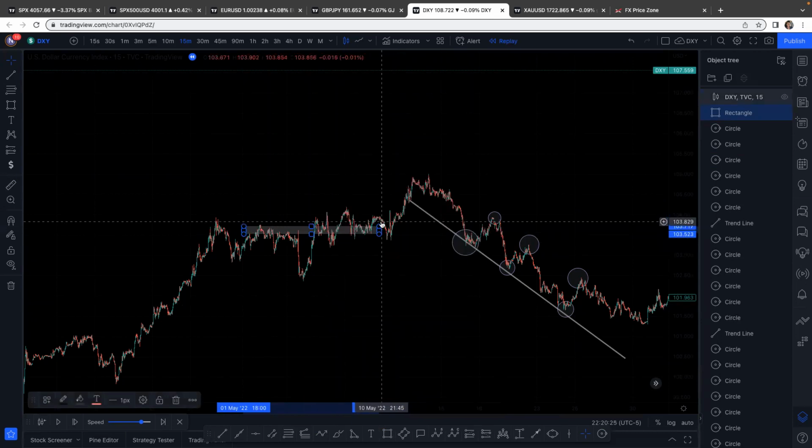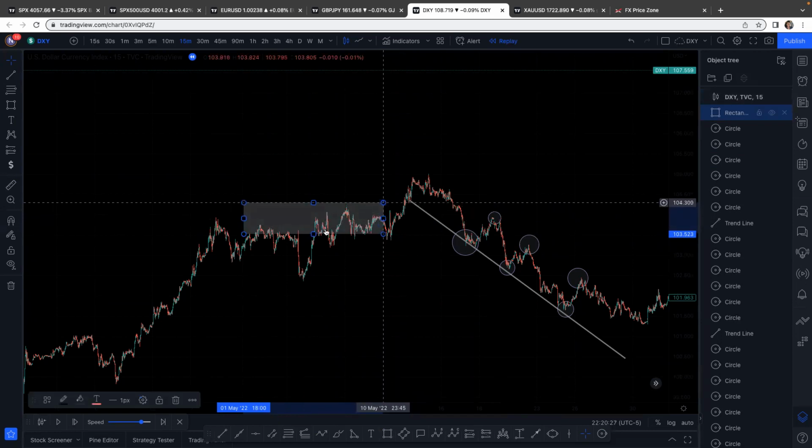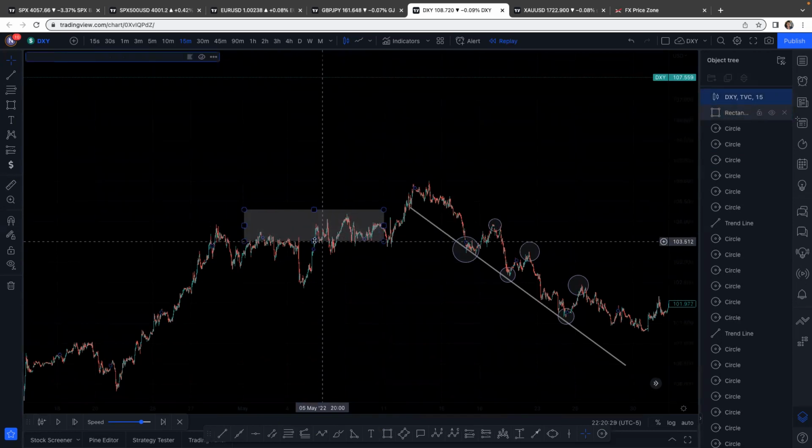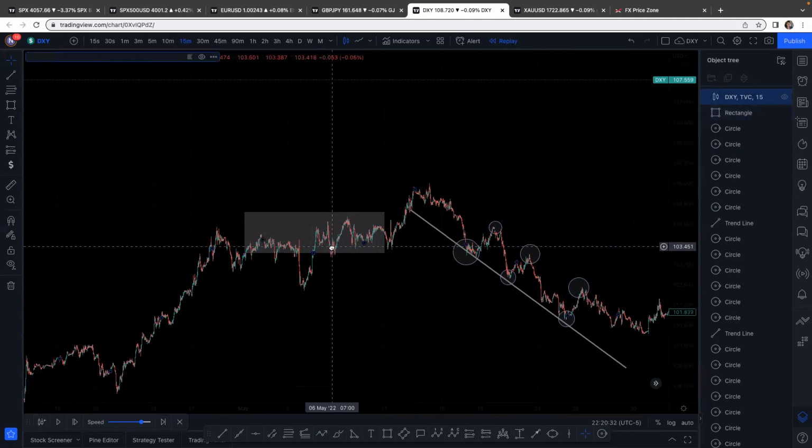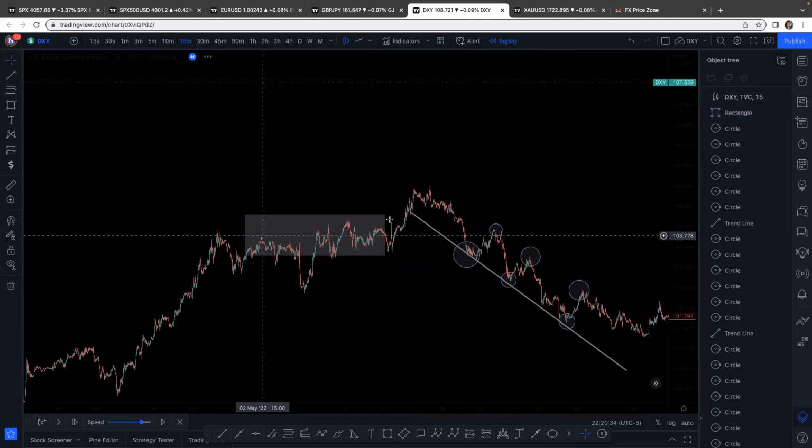Okay. So I want to highlight the area that is just moving sideways. Okay, whatever, you get the point.